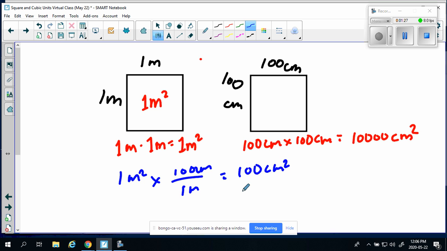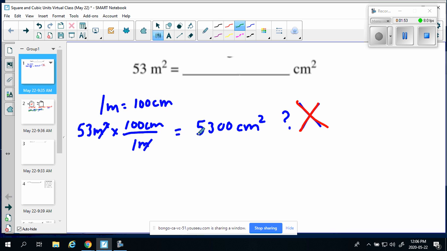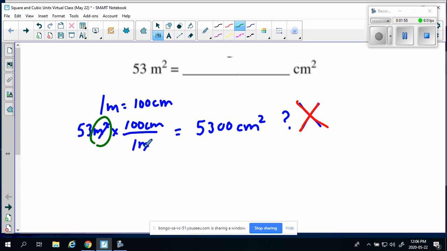Notice how this blue part is wrong. This is not correct because the answer I should be getting is 10,000 centimeters squared. So what happened here is that when you're dealing with square meters, you cannot simply cancel out using unit analysis a meter with a meter squared because they're not the same thing. You have 2 meters here and only 1 meter in the bottom, so they don't cancel out. I cannot cancel these two out.